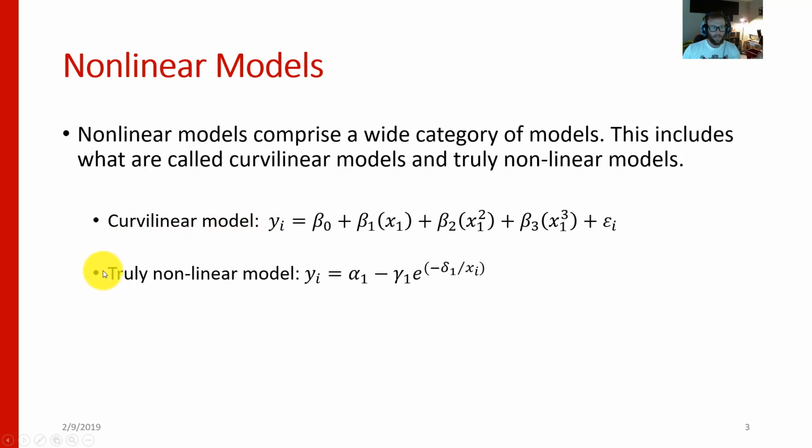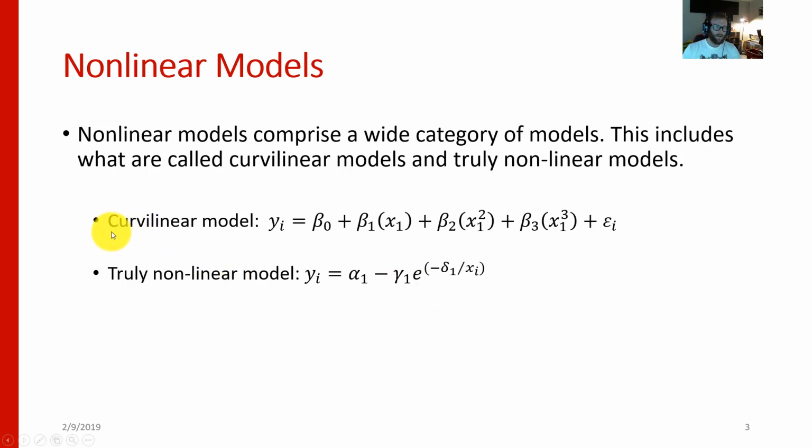But it could also cover truly nonlinear models in which we have different functions, for instance, an exponential function like the one shown here, or a logarithmic function, or a power law function. Those would all be nonlinear models because they aren't linear in their parameters. They actually obey different rules. They aren't just linear combinations of variables. So that's a bit of an esoteric point.